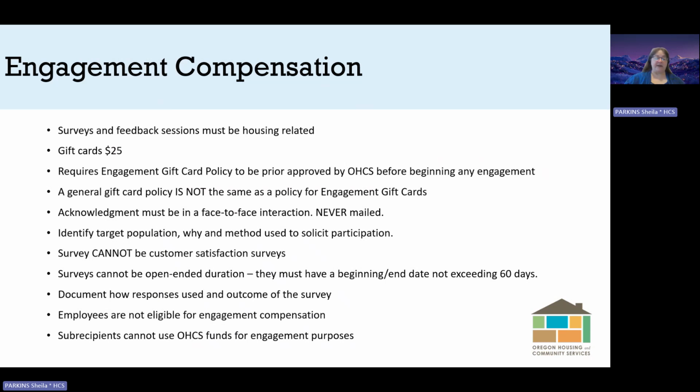And surveys cannot be open-ended. They must have a beginning and an end date that does not exceed a period of 60 calendar days. Additionally, the subgrantee must document how the responses were used and the outcome of the survey. Employees are not eligible for engagement compensation, and the allowability of funds for this purpose does not extend to subrecipients. It may in the future, but since this is completely new, we are starting small and we will reassess as we roll it out.